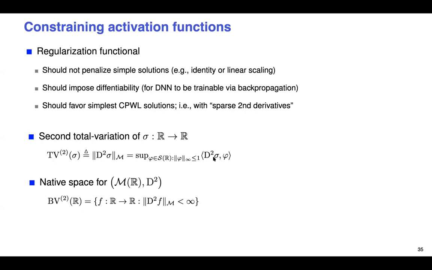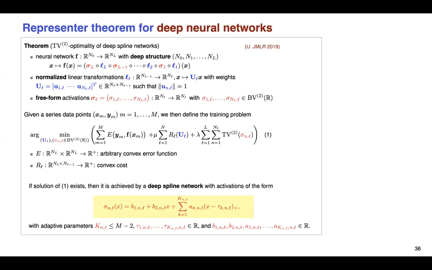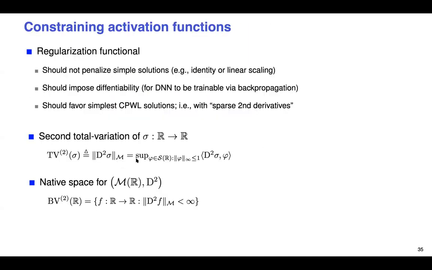So therefore, that's the link with what I was just saying. This is the right regularization. The right regularization here is the second total variation. So it would be the M norm of the second derivative, still defined by duality like this. And so here I have the native space for every neuron. It's BV2, the space such that the second derivative of those functions has a finite M norm.